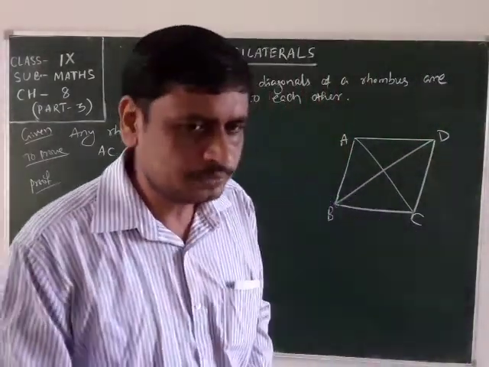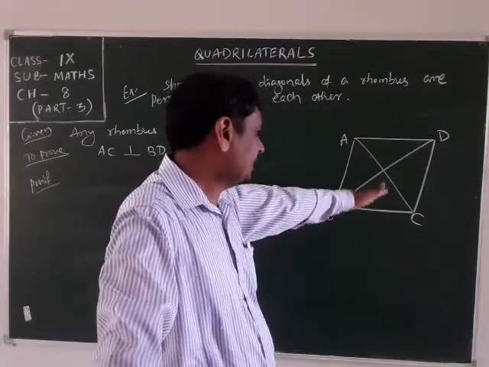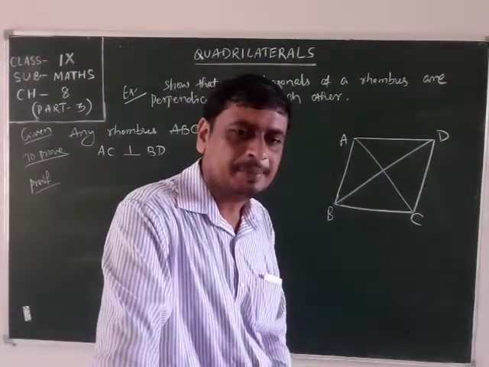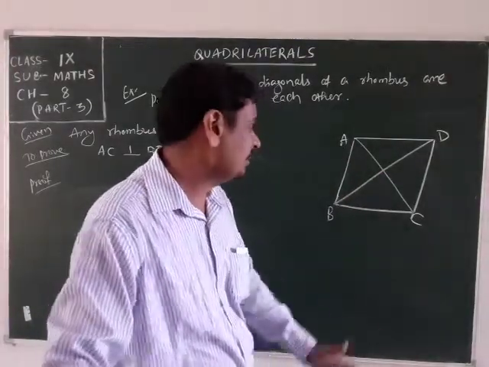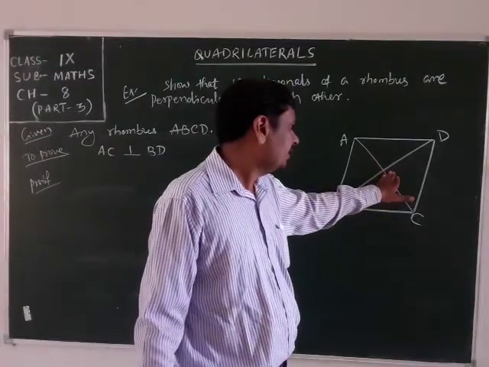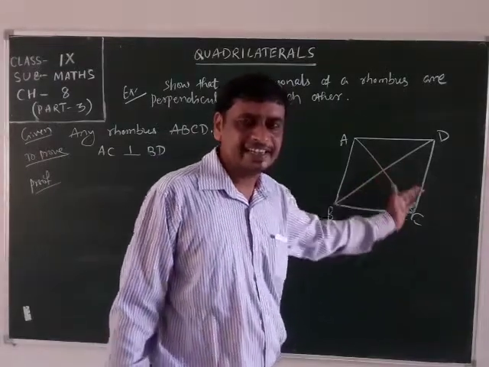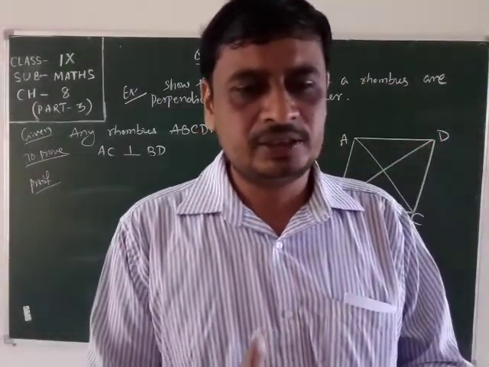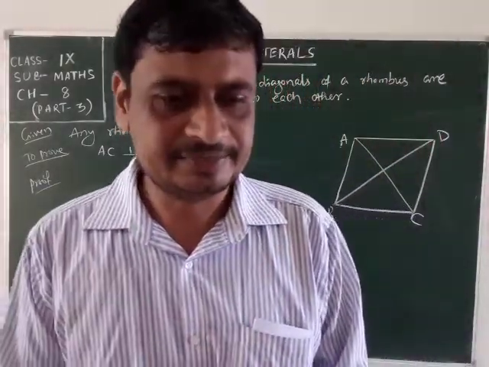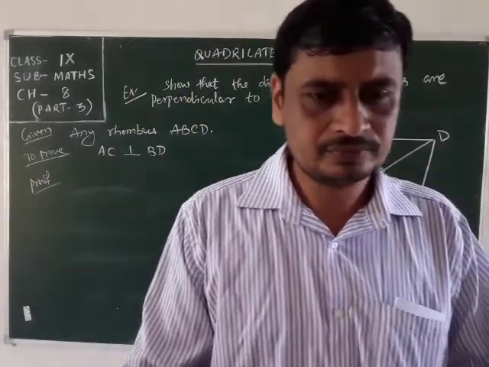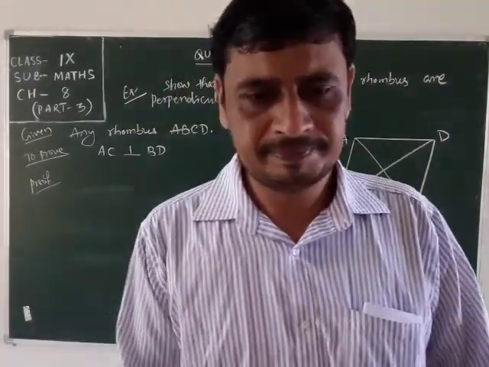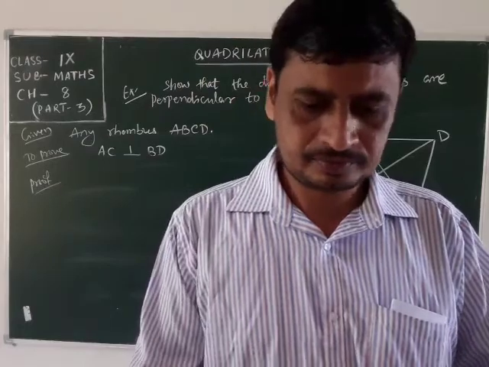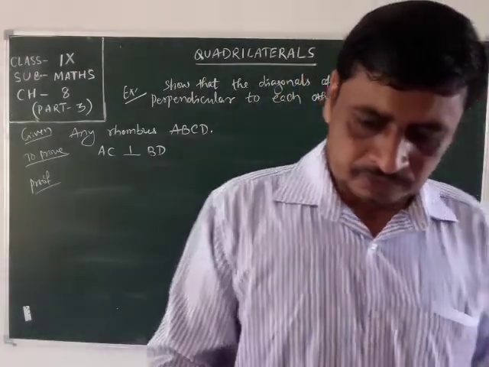But we have to show that the diagonals AC and BD are perpendicular to each other. Perpendicular means the angle between the two diagonals is 90 degrees. We have to show this inclination is 90 degrees. Let's prove it.